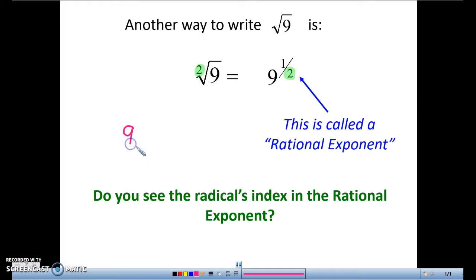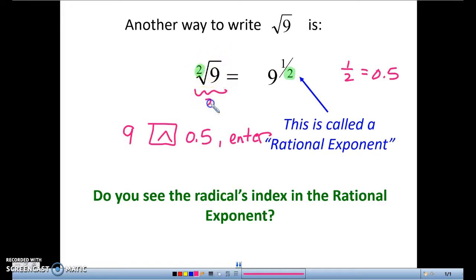And what you can do is grab your TI-30, enter a 9, then your power button is the one that looks like that. I call it a caret. I don't know what it really is. But why don't you take 9 and raise it to the 0.5 power, since 1/2 is the same as 0.5, and hit enter. And see if you don't get 3. When you plug that into your calculator, your answer should be 3. Grab your calculator and give it a try.